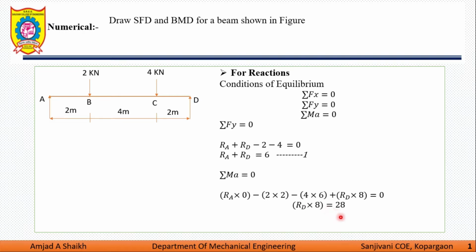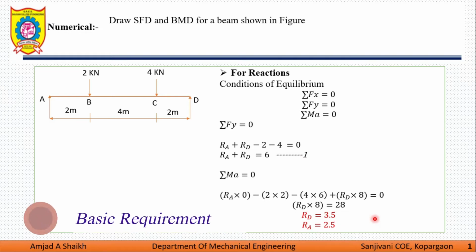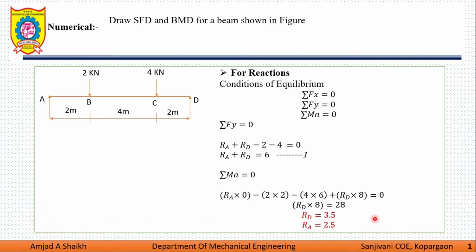From here we get RD into 8 is equal to 28. So RD is equal to 3.5. If I put the value of RD in equation number 1, I get RA is equal to 2.5. Reactions, that is RA is equal to 2.5 kilonewton and RD is equal to 3.5 kilonewton.